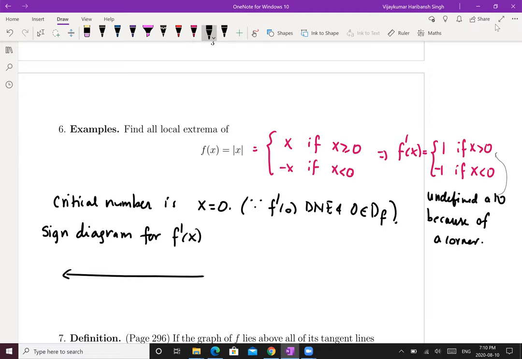At 0 it's not defined, but before 0 it's minus 1, and after 0 it's 1, so it's positive. Therefore, f of 0, which is 0, is a local... let's check it out. Before 0 it was decreasing. After 0 it starts increasing. So f of 0 is a local minimum.